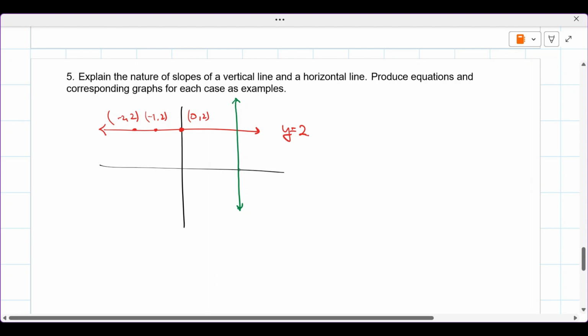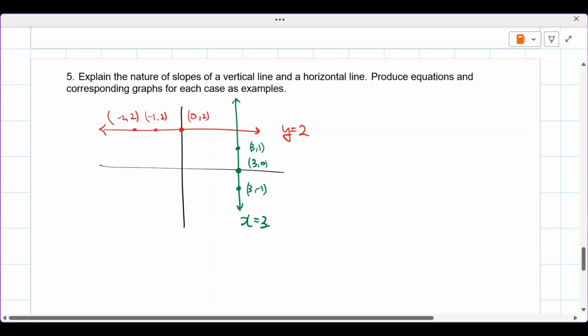Similarly, for the green vertical line, you can find the points on this line and say, oh, this is 3, comma 0, this is 3, comma 1, this is 3, comma negative 1. So we conclude that for every single point, the x value is always 3. So that means the equation is x equals 3.